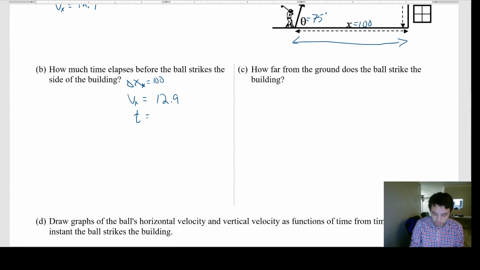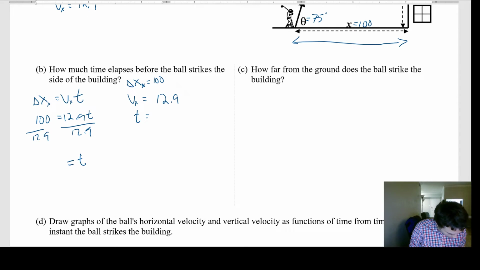We're going to use the equation delta x in the horizontal equals Vx times t. We know this is 100. This is 12.9 times t. We divide by 12.9 on both sides, and we get our t at 7 point something. 100 divided by 12.9 is 7.75, so 7.75 seconds. And that's our t.